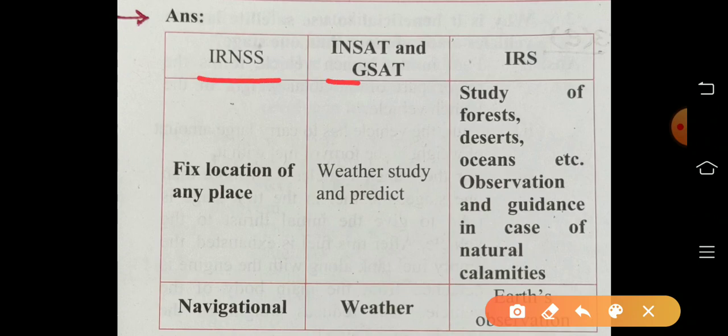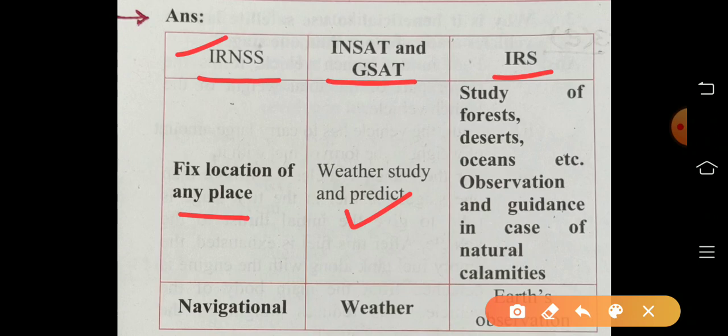IRNSS. Now INSAT, GSAT and IRS. Fixed location of any place, that is a weather study and predict. This is a given. This is also given. This is next. Now study of weather study and predict.